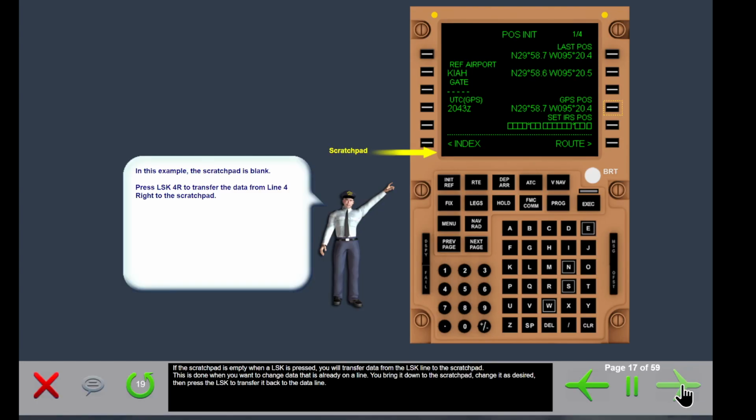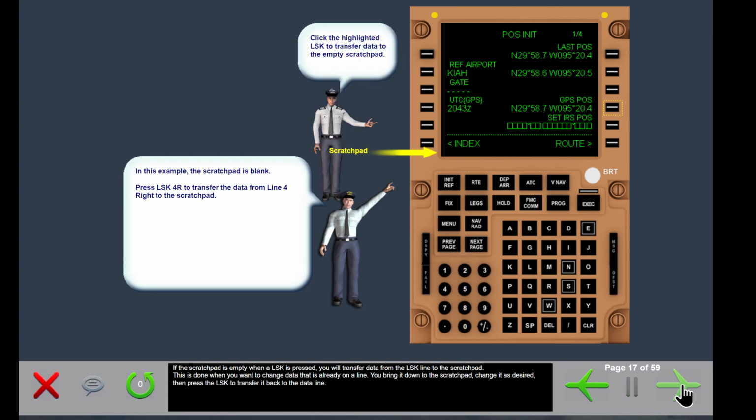If the scratch pad is empty when a line select key is pressed, you will transfer data from the line select key line to the scratch pad. This is done when you want to change data that is already on a line. You bring it down to the scratch pad, change it as desired, then press the line select key to transfer it back to the data line.